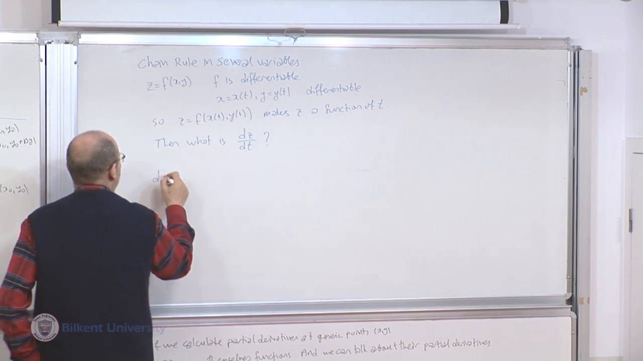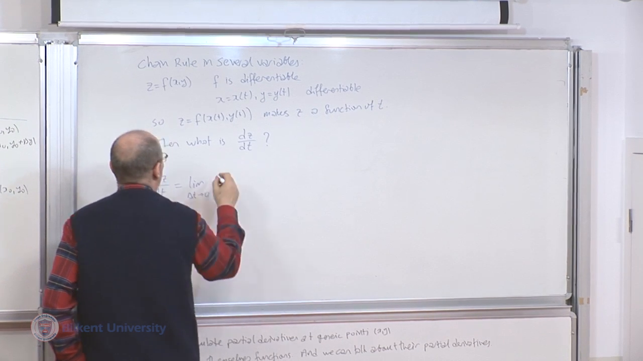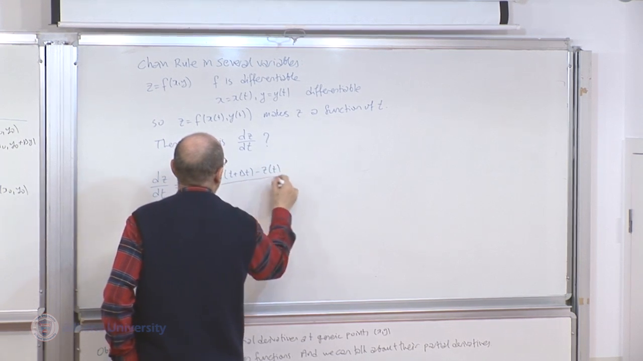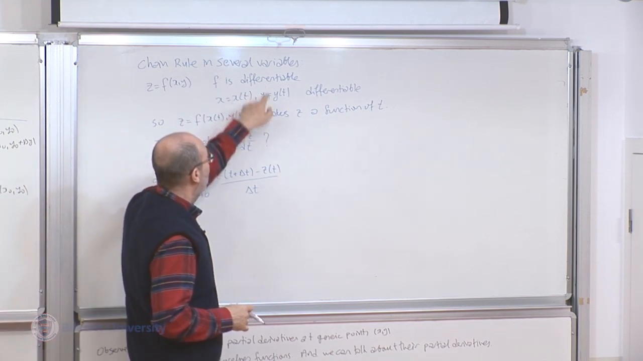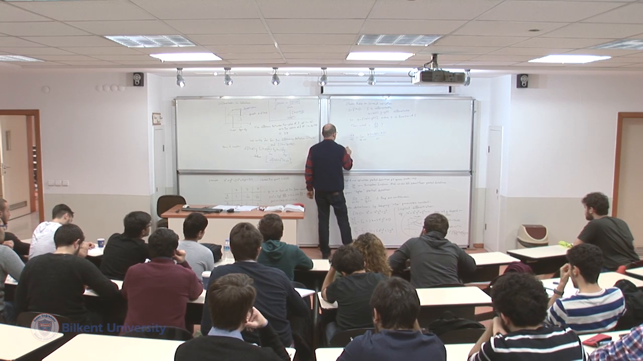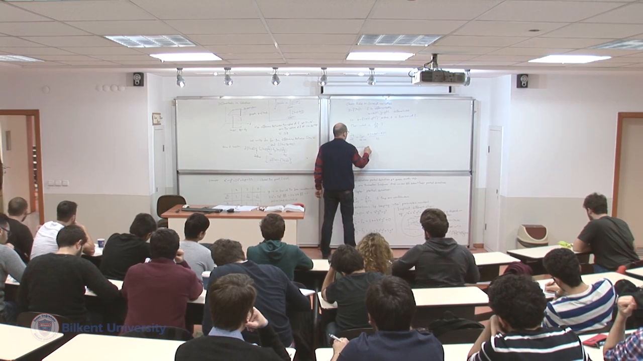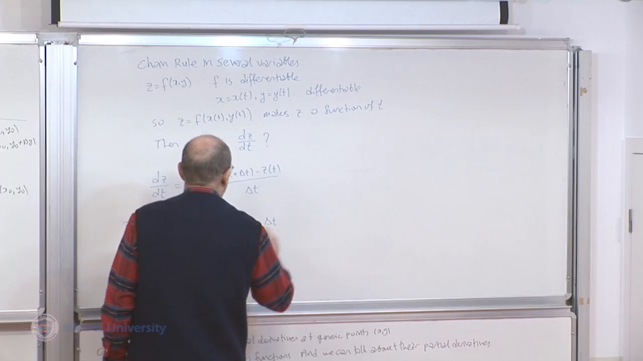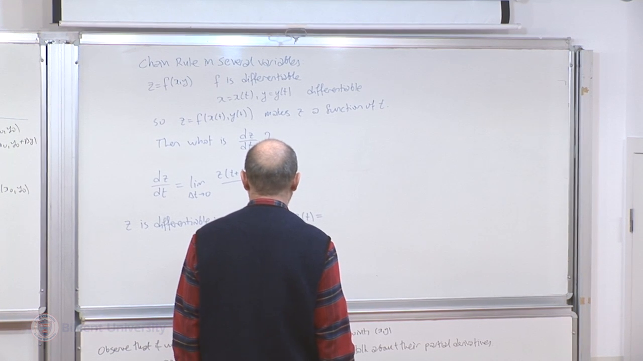So there is always conservation of pain. So what is dz over dt? If it exists, it is the limit as delta t goes to 0 of z of t plus delta t minus z of t, over delta t. Now the nice thing is I can write this using differentiability. z is differentiable. So z of t plus delta t minus z of t is, okay, so let me see how I can write this.